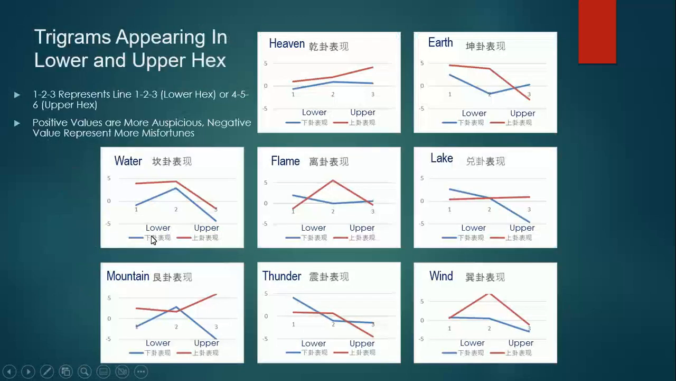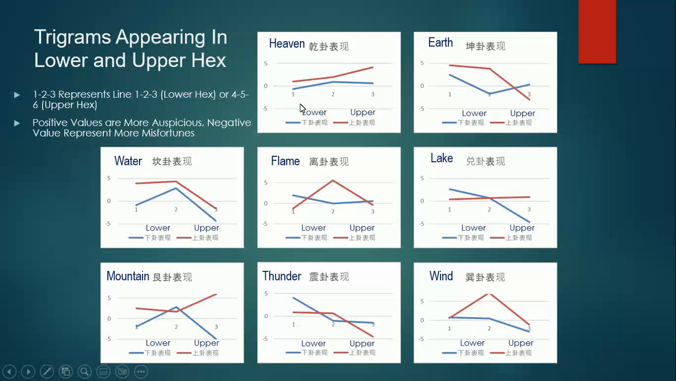Okay, so here are the results. After we do that, we are analyzing the trigrams that appear in positions 1, 2, and 3, or 4, 5, and 6, because we first look at the lower trigram configuration and upper trigram configuration. The positive values are more auspicious and negative values represent more misfortune or anguish.